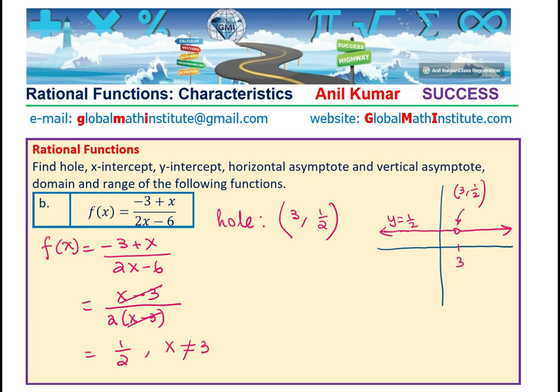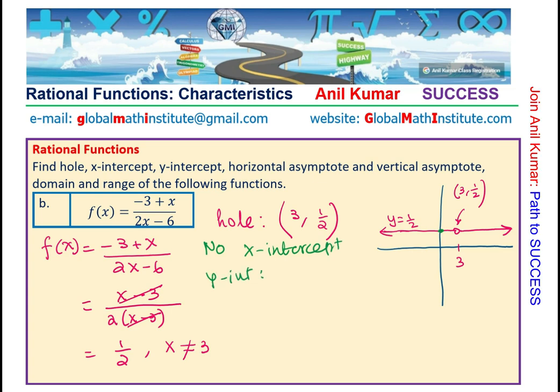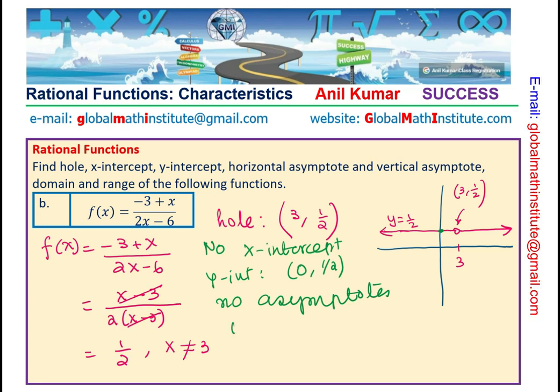In the hole, we have to give the value. Now you can see that this graph crosses the y-axis. So there is no x-intercept, but we have a y-intercept, which is at 0, half, correct? Because y is always half. And here we do not have asymptotes, right? Is that clear to you? As far as the domain is concerned, the domain is x belongs to real numbers, but x is not equal to 3.